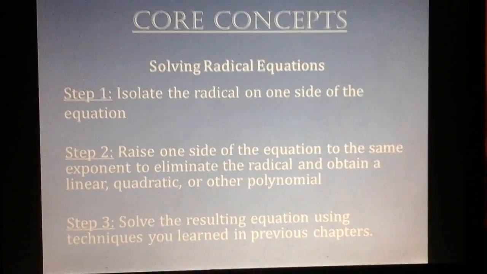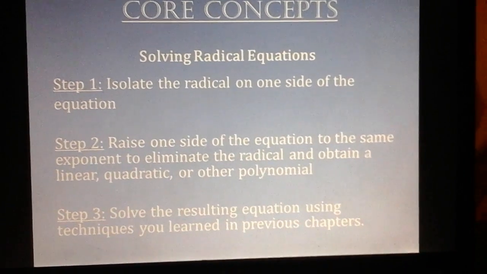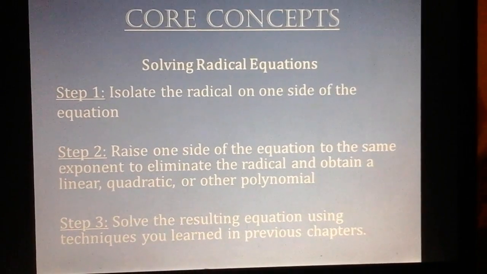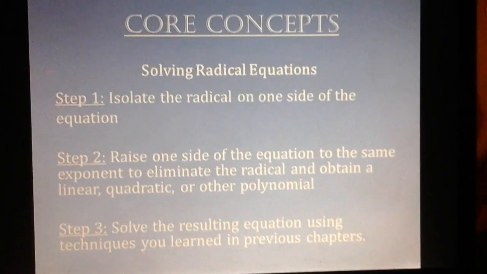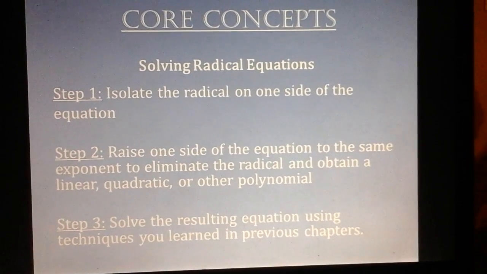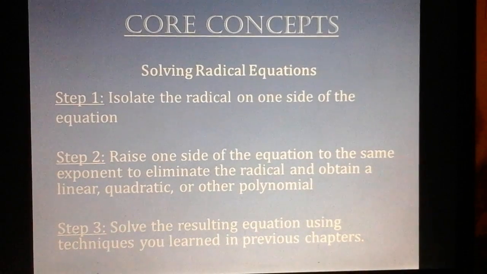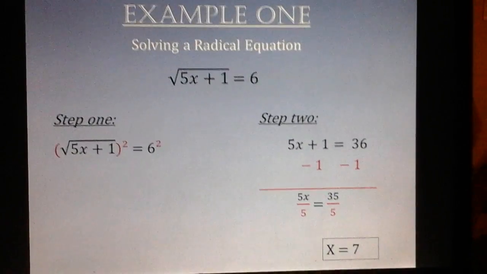The core concepts for solving radical equations is to isolate the radical on one side, and then raise both sides of the equation to the same exponent to eliminate the radical and obtain a linear, quadratic, or other polynomial. Then you would solve the resulting equation using techniques we have learned in previous chapters.